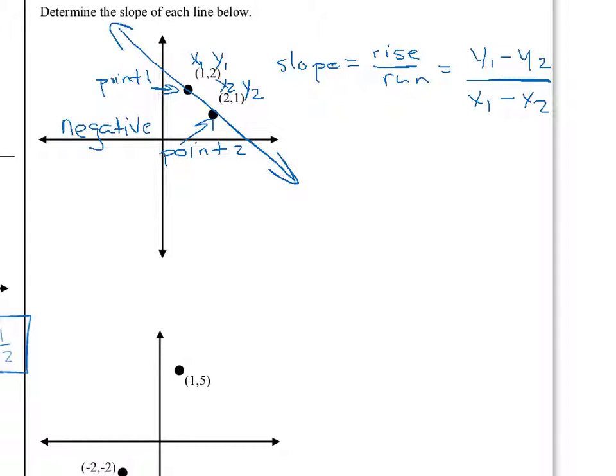Now I'm just going to plug in what I've got. Y sub 1, that's right here, that's 2. Minus y sub 2, that's right here, 1. X sub 1, that's 1. Minus x sub 2, that's 2. Leave, change, switch, leave, change, switch. 2 plus negative 1 is 1, over 1 plus negative 2 is negative 1.